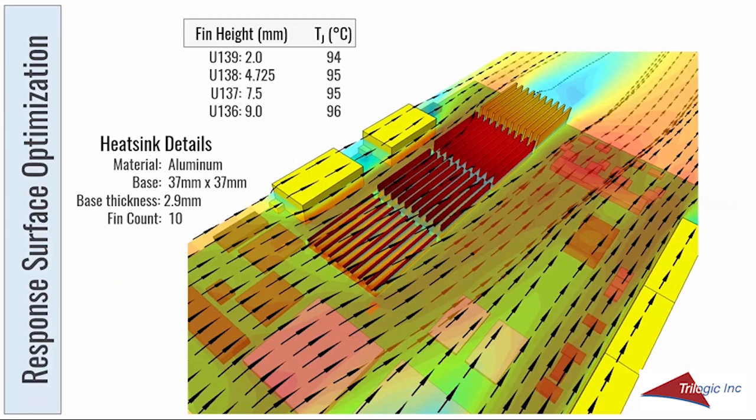So I did that. I ran the CFD analysis based on the RSO recommendation, and I'm reporting the output of that. The components are very close in operating temperature, and though U-136 is reported at 96 degrees C, I believe it to be within the design requirements at this stage of the design.